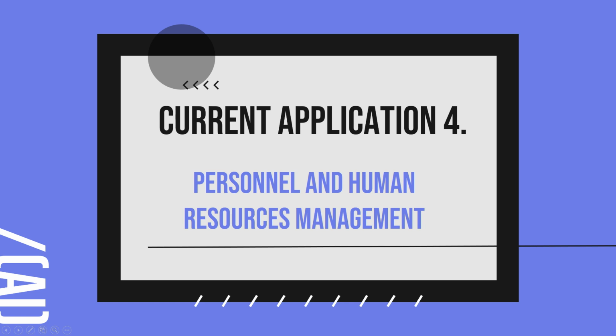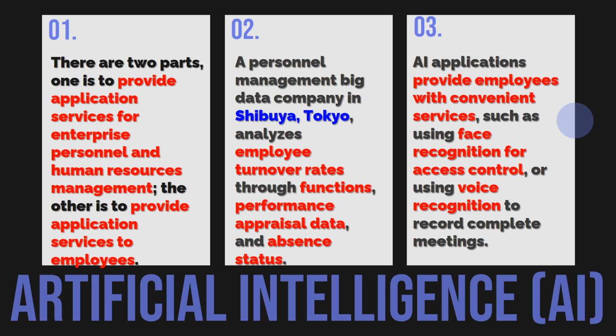And for the current application 4, it is about personnel and HRM, human resource management. Okay, and there are two parts. One is to provide application service for enterprise personnel and HRM, human resources management, 人力资源. Chinese is called 人力资源. Sometimes they will abbreviate it as HR. And the other is to provide application service to the employees.